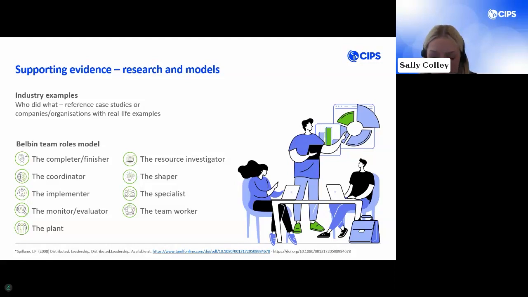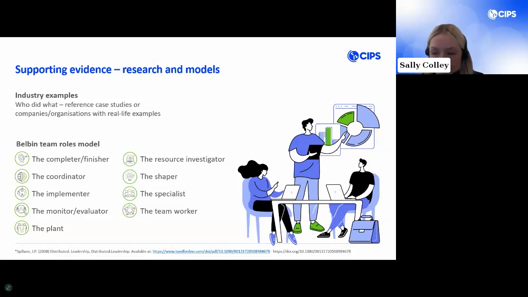Models like Belbin's team roles help us understand this better. Belbin shows us that successful teams thrive when each member's strengths are maximised. So we have planners, implementers, creative thinkers, and distributed leadership brings this to life by ensuring everybody has a voice and everyone has a role.